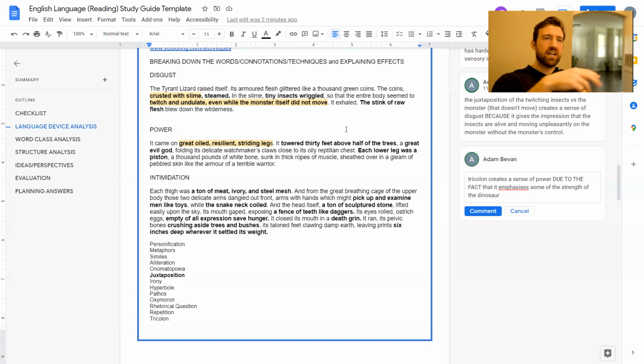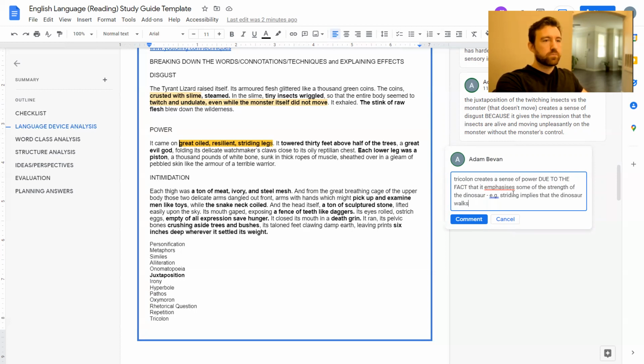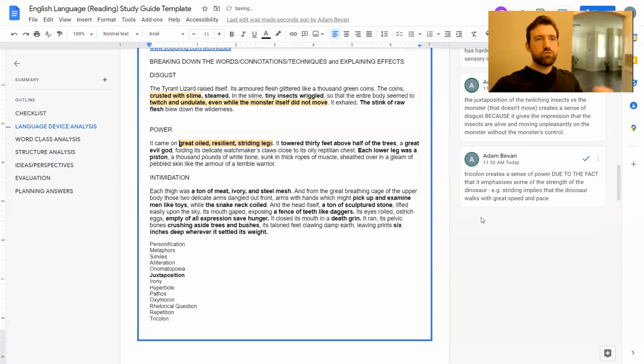If you're walking, that's kind of slow. If you're striding, that suggests more speed and pace and power and a longer leg length as well. So all of these things emphasize some of the strength of the dinosaur. And then you would go into the specifics. So let's just say striding implies that the dinosaur walks with great speed and pace. So you break down that language really carefully and closely.